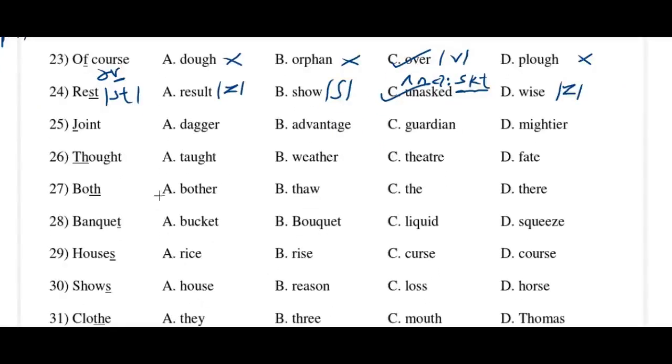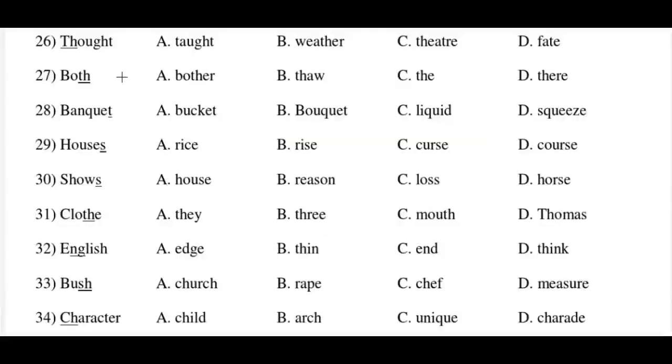Then 25, we have joint. The underlined sound is ja, joint. Option A, we have dagger, ga. Option B, we have advantage. That's ja. Option C, we have guardian, ga, guardian. Option D, we have mightier. So the one that contains ja is B.